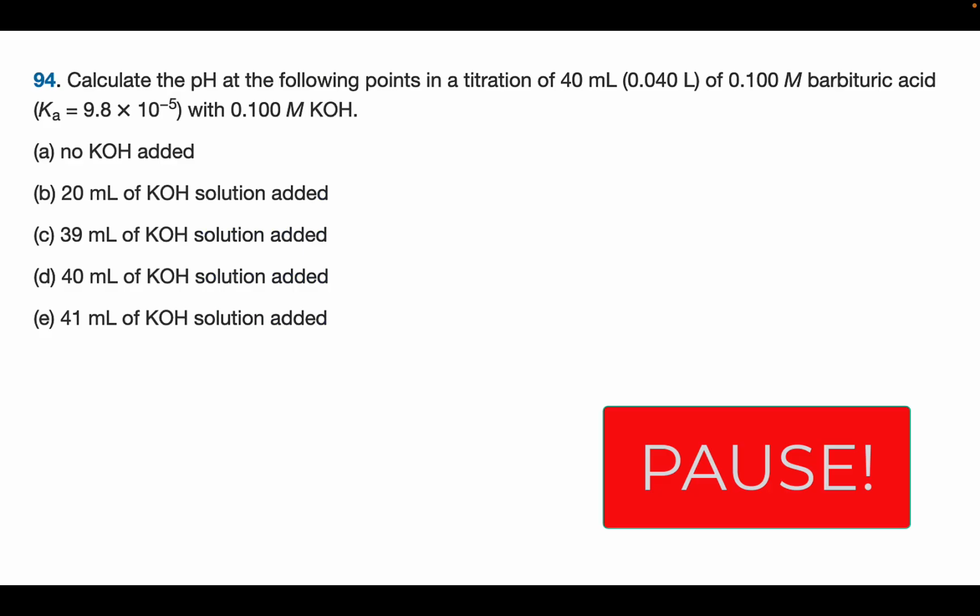We're going to show how to solve the following titration problem, which comes out of OpenStax Chemistry 2nd edition. This is 94 in the acid-base chapter, and we want to know, if we have 40 mL of this certain concentration of barbituric acid with a Ka that's given, and we're using 0.1 molar potassium hydroxide, what is the pH of the following compositions, where there are progressive amounts of the potassium hydroxide that are added.